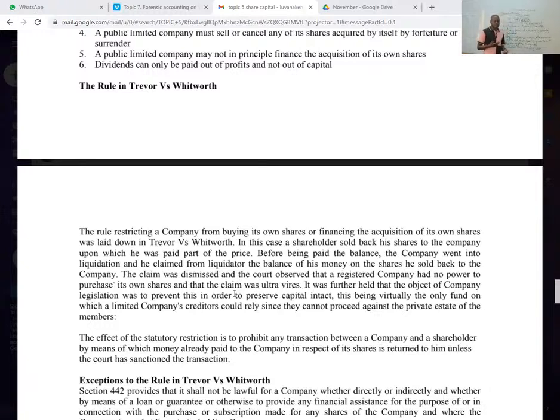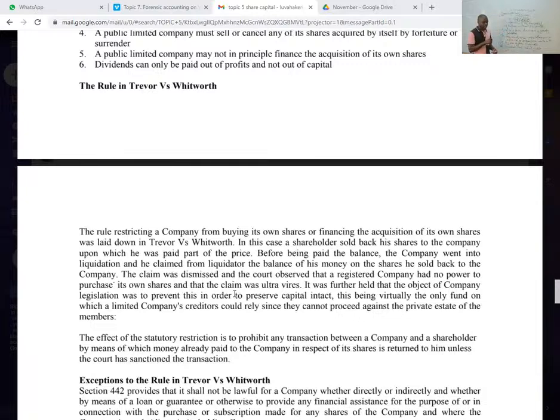It was further held that the object of the company legislation was to prevent this in order to preserve capital intact. This being virtually the only fund on which a limited company's creditors could rely, since they cannot proceed against the private estates of their members. So you can see in this case, this is the way in which a company can maintain its share capital intact. Because if the share capital of the company is not intact, you cannot go ahead asking the shareholders of the company to bring in their private assets. That's what they are saying there. You cannot go for the private estates of the members.